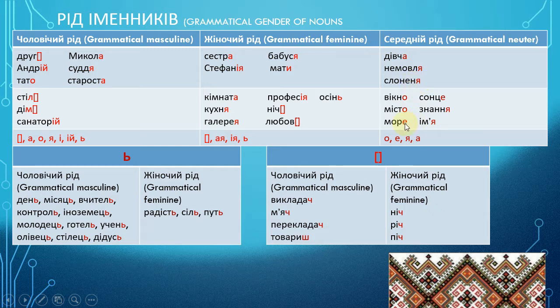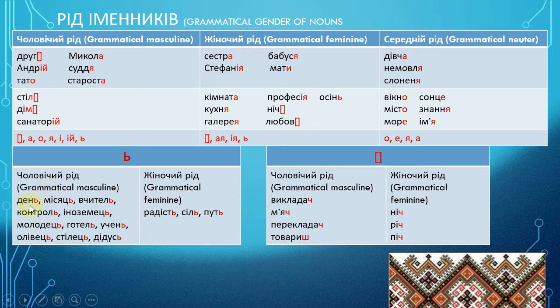And the common nouns just with the endings о, е: вікно, місто, море, сонце. And sometimes я, знання, ім'я. So the typical endings here are о, е, я, а. And here are some exceptions. You see that it's rather difficult, so you should just remember that.